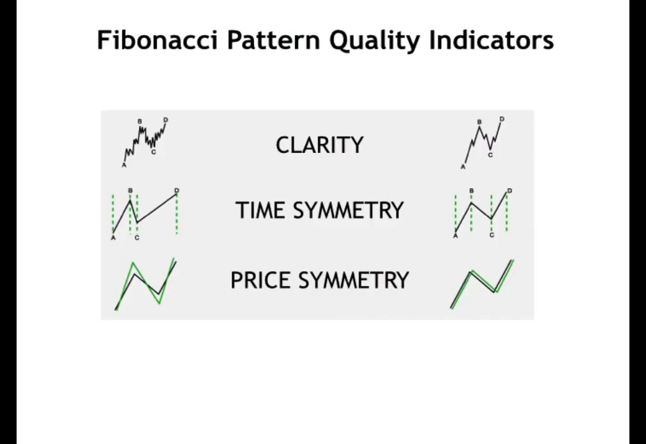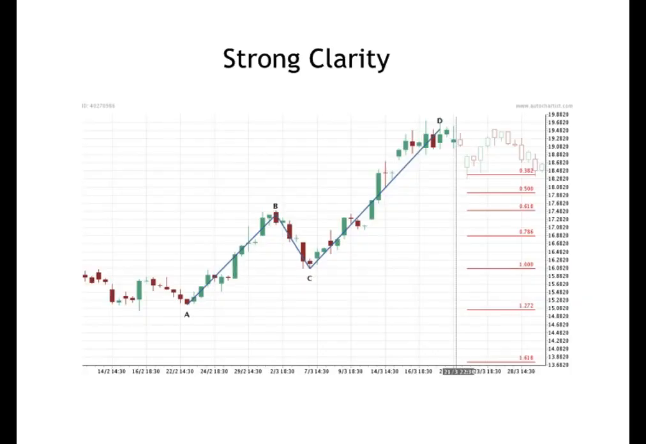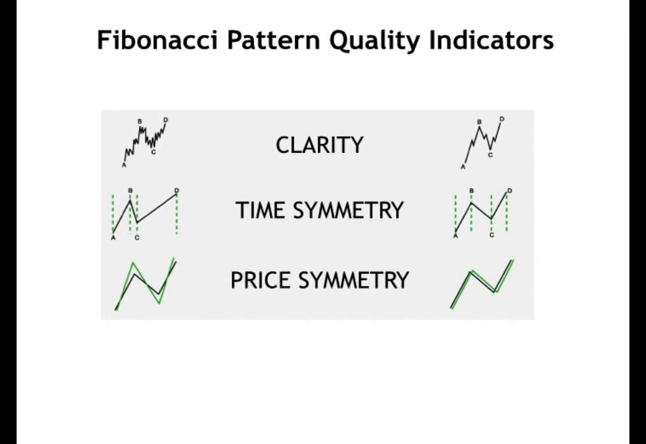Now let's look at the Fibonacci quality indicators. There are 3 quality indicators for Fibonacci, and one of them is clarity, which is calculated in exactly the same way as for chart patterns, and it means the same thing. If the price graph is choppy and spiky and volatile, the clarity rating will be lower. The other 2 quality measures for Fibonacci are price symmetry and time symmetry.